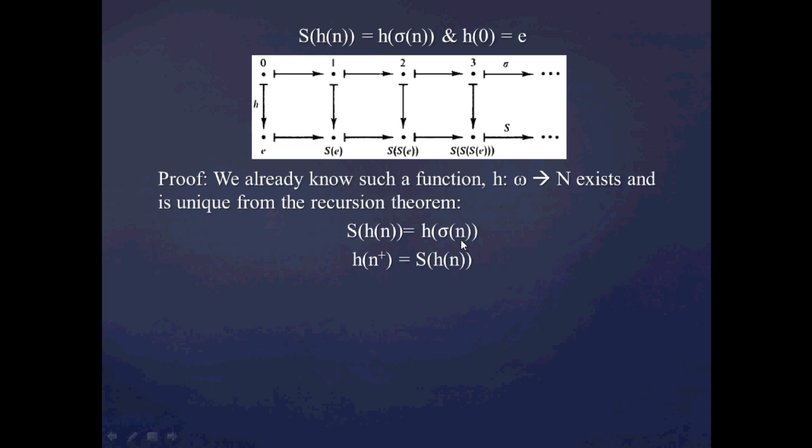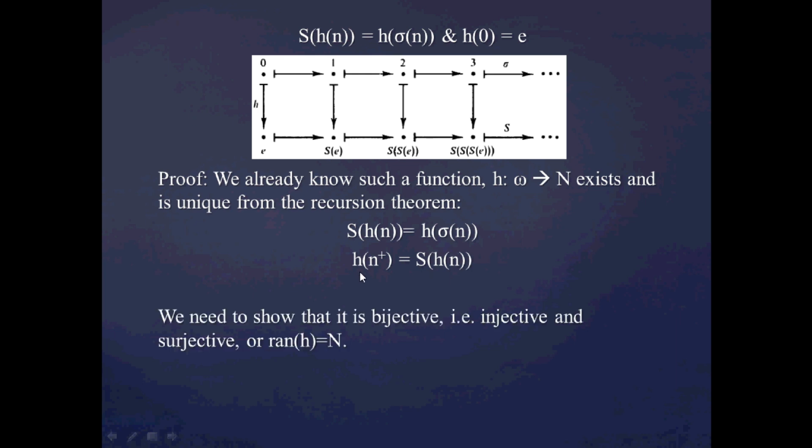right here. What does sigma of n mean? Well, that just means n plus. So this right-hand side here is saying the same as h of n plus. And the left-hand side I've just moved over here. So we've transformed this equation into h of n plus is equal to s of h of n. And you notice this is very similar to the recursion theorem, except s is in place of f, but that doesn't matter. So we know that such a function h exists and is unique from the recursion theorem.